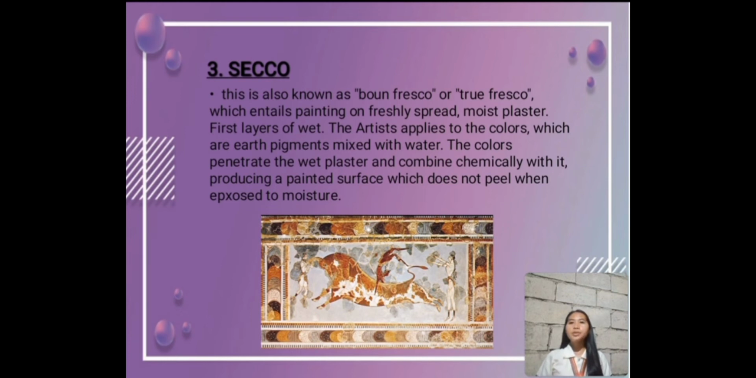Next, we have fresco. This is also known as buon fresco or true fresco, which entails painting on freshly spread, moist plaster. First, a layer of plaster is wet. The artist applies the colors, which are earth pigments mixed with water. The colors penetrate the wet plaster and combine chemically with it, producing a painted surface which does not peel when exposed to moisture. So, the painting must be done rapidly without mistakes.